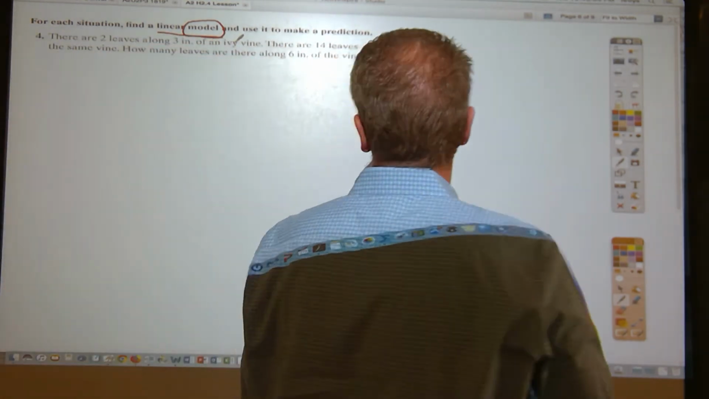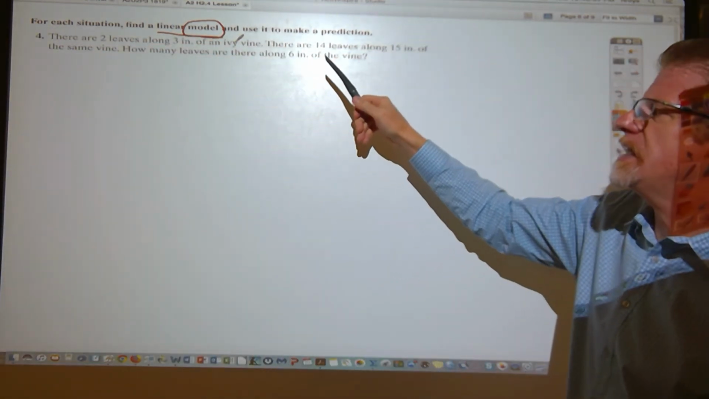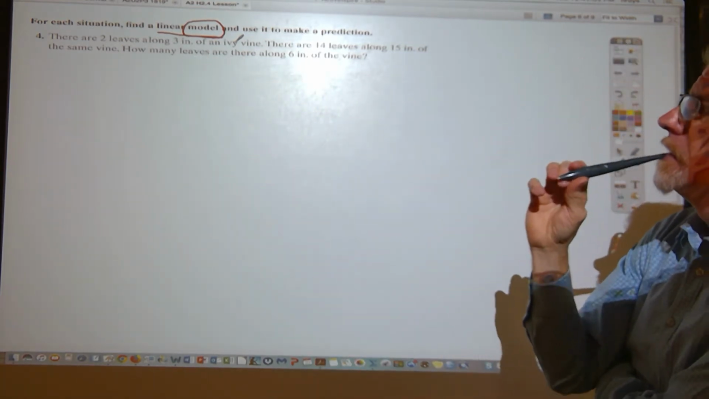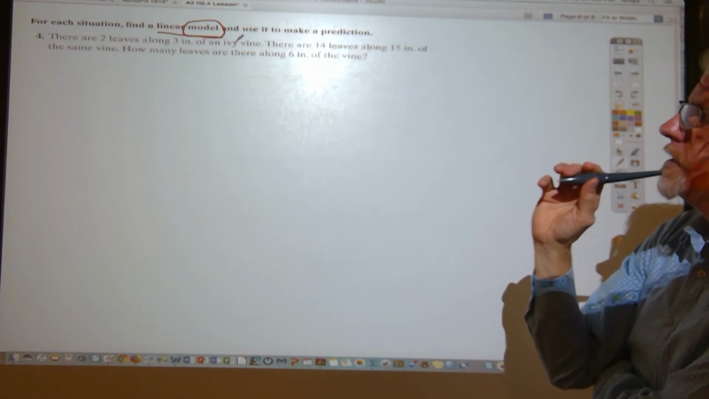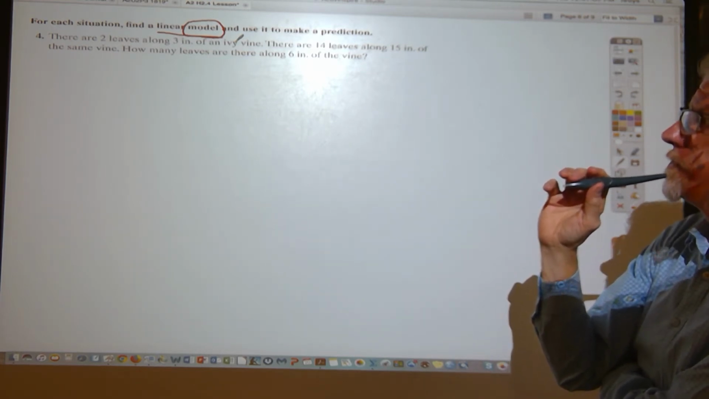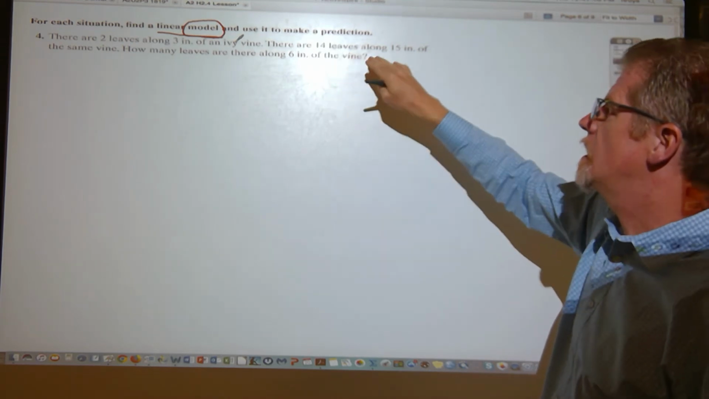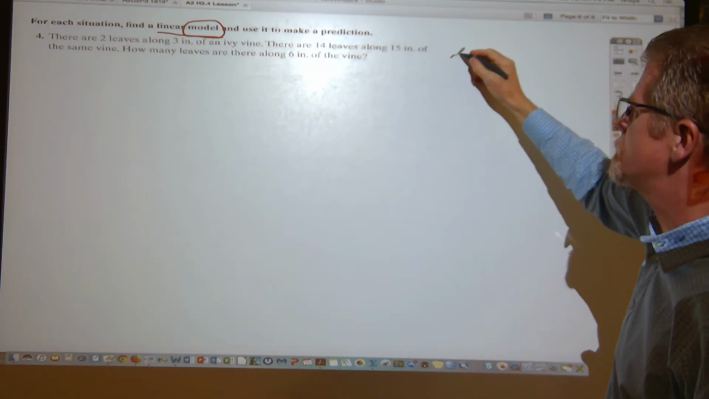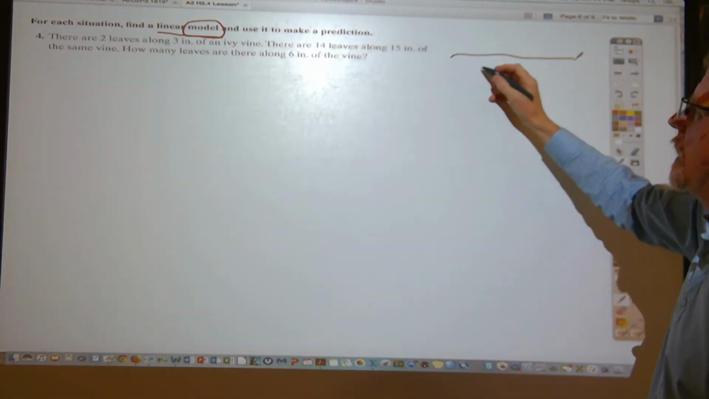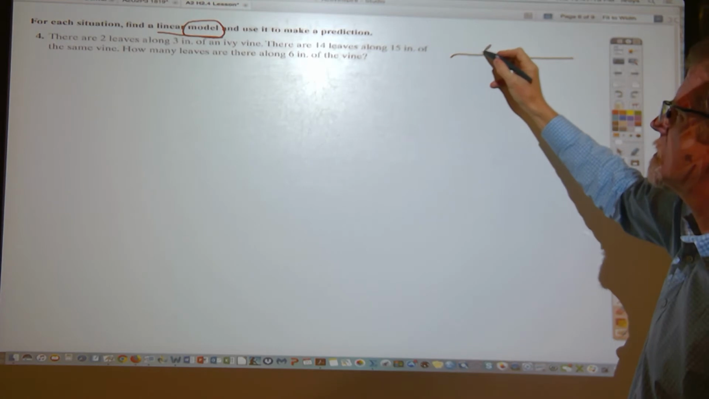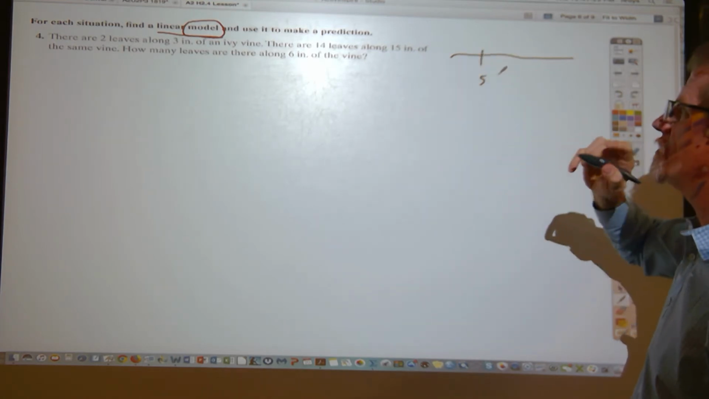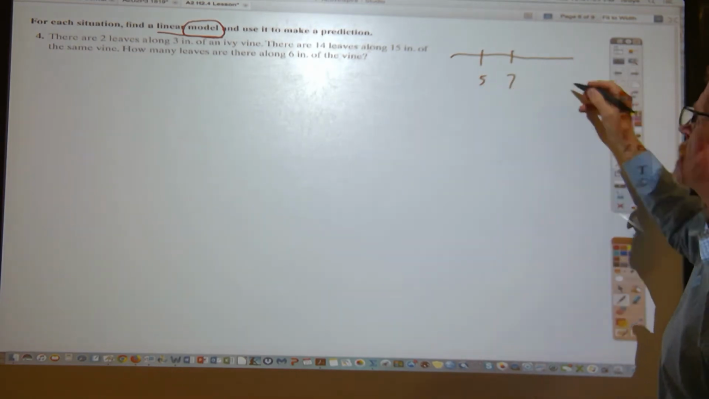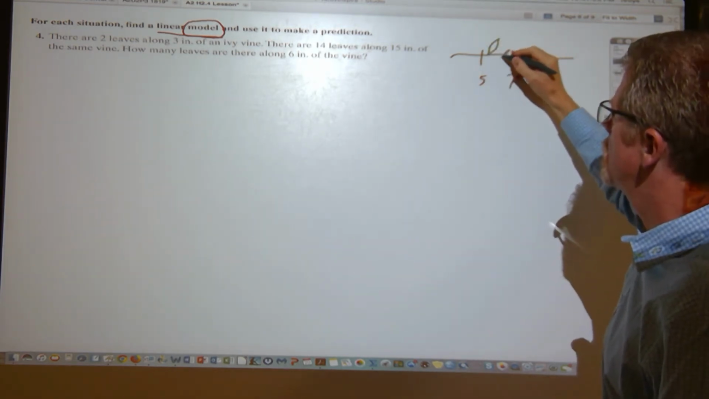So the problem reads, there are 2 leaves along 3 inches of an ivy vine. And there are 14 leaves along 15 inches. So there's this vine. Just to draw a little picture of this, sometimes it helps you. So there's this vine, and maybe they're measuring how long it is, maybe from like the 5th inch to inch 7, so that's 2 inches.